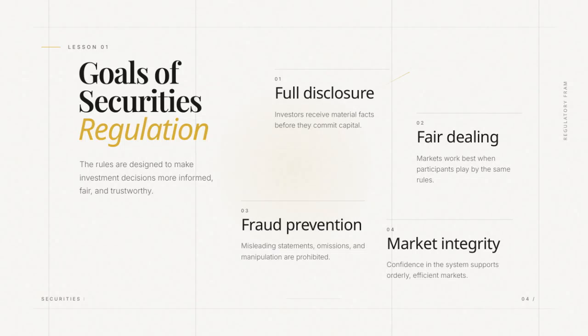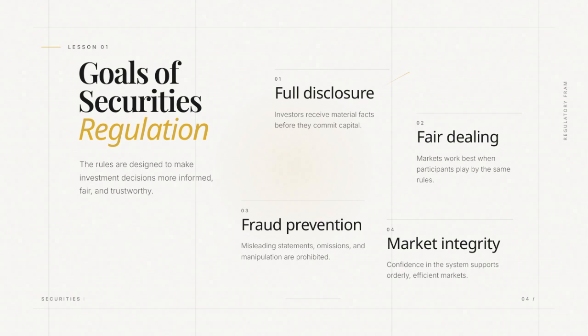In this lesson, we're focusing on the regulatory framework that governs securities. The main goals of securities regulation are to ensure that investment decisions are made with accurate, complete information, and that the markets operate fairly and transparently. First, we have full disclosure. This means investors must receive all the material facts before they commit their capital. Transparency is key to informed decision-making.